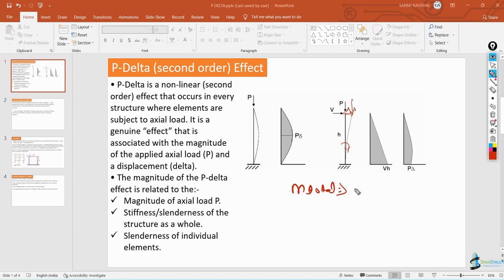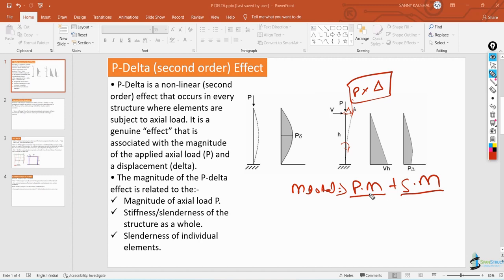So I can call it here the primary moment, PM. Also, due to this lateral deflection, another moment is caused, and we will call it P multiplied by delta. The axial force is P, and the delta is how much it has moved, and due to this one more moment has been created, which we will call the secondary moment. So if you want to find the total moment here, it will be the primary moment plus the secondary moment.